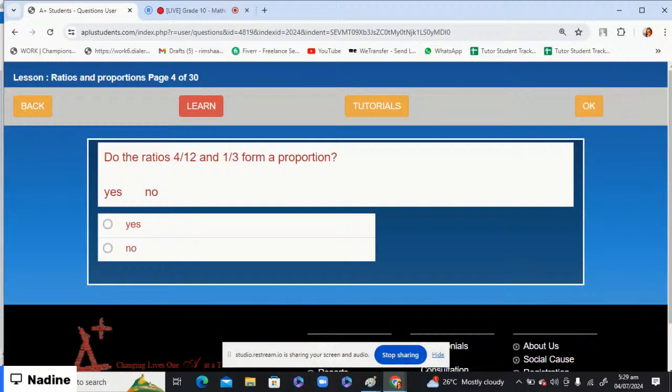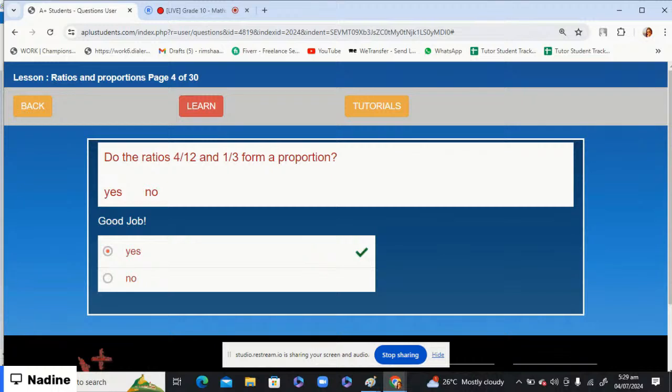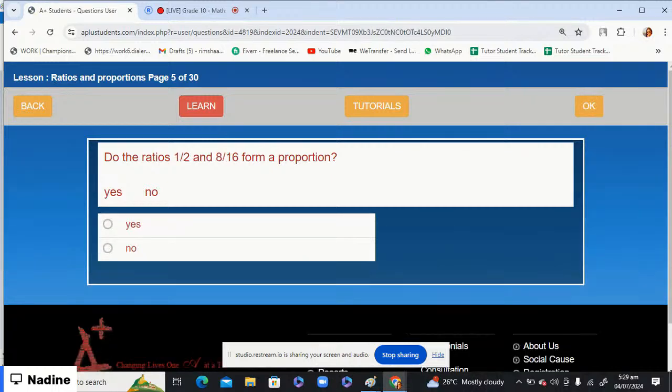4 by 12. It means that you are going to make the common denominator, which is 12. So multiply both the numbers of 1 by 3 by 4. So it becomes 4 by 12. So yes, this is a common denominator. Okay. All right. Now you can solve the rest of the questions by yourself.